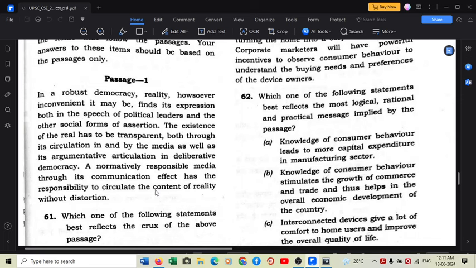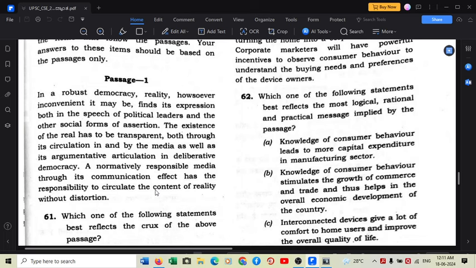Knowledge of consumer behavior stimulates growth of commerce and trade and thus helps in the overall economic development of the country. So this statement also seems correct, but this seems more correct in a generic way. Why in a generic way? Because yes, knowledge of consumer behavior will stimulate commerce and trade.